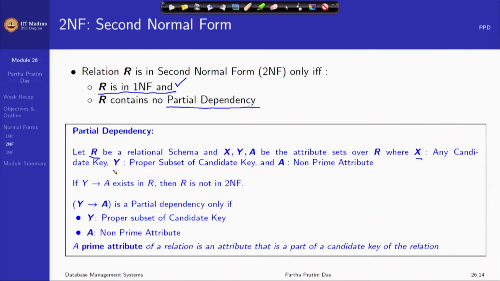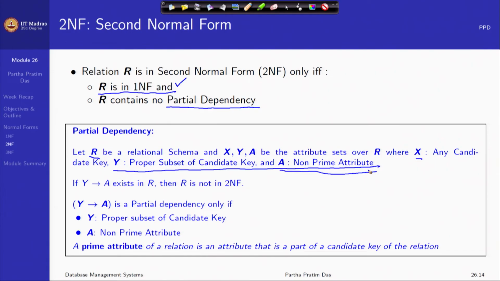But what is of importance is to consider Y and A, where Y is a proper subset of some candidate key, and A is an attribute set of non-prime attributes, right. So, you would recall we mentioned this in some of the problem statements.